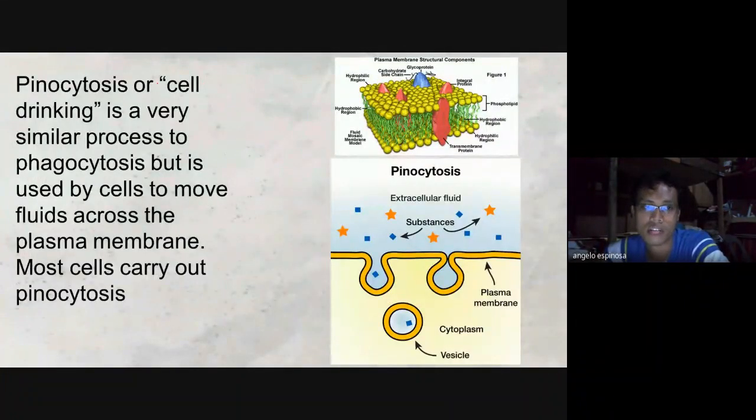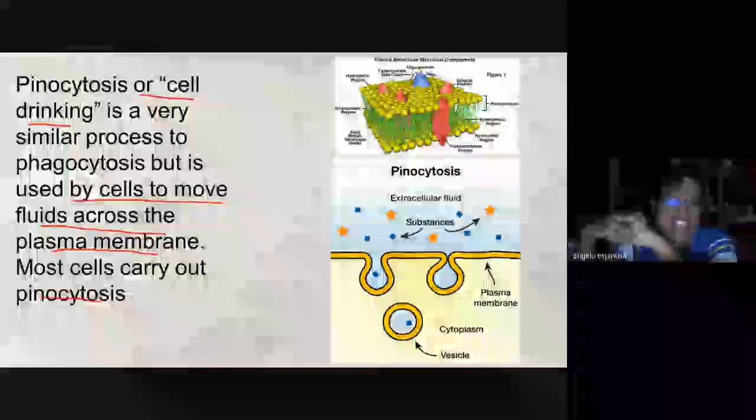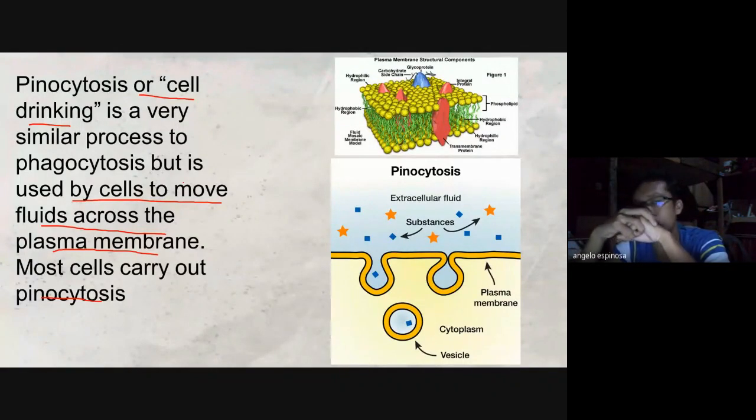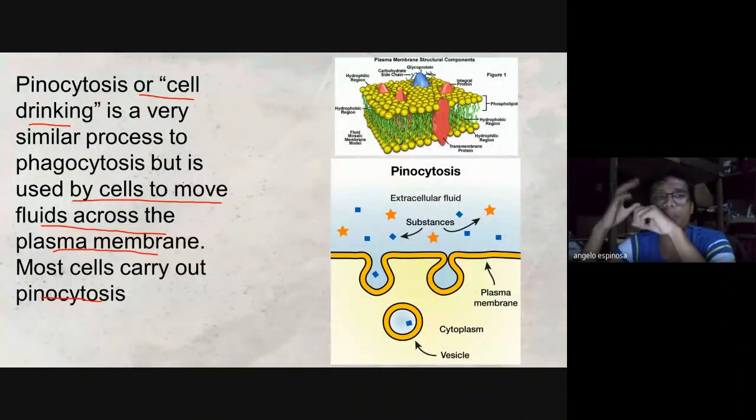And we have pinocytosis, also known as cell drinking. It's a very similar process to phagocytosis but is used by cells to move fluid across the plasma membrane. Most cells carry out pinocytosis. Earlier, phagocytosis ingests, meaning eats, bacteria and foreign particles, without fluid. So that is cell eating. Pinocytosis, on the other hand, drinks, that's why it's cell drinking, because fluid is drunk toward the plasma membrane.